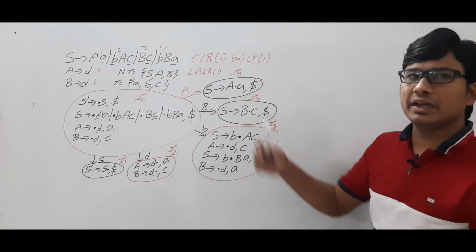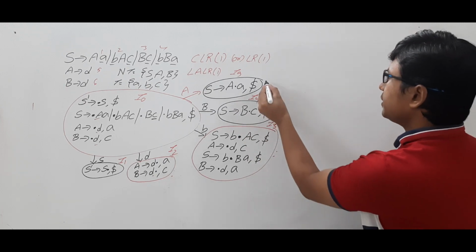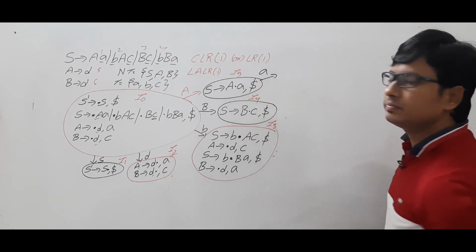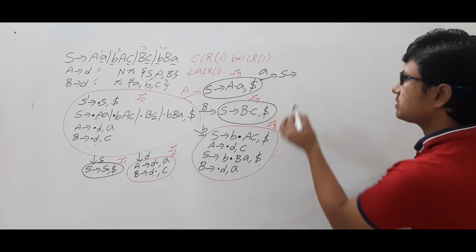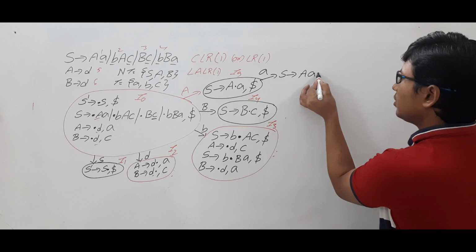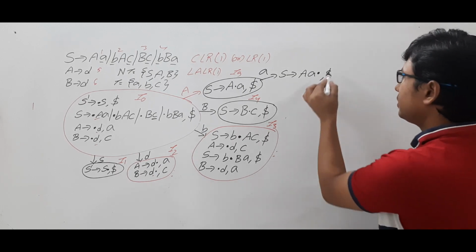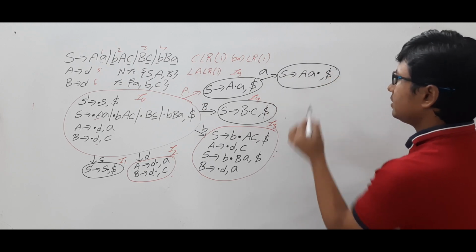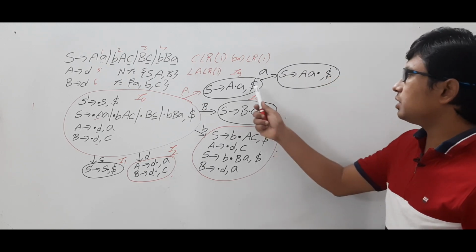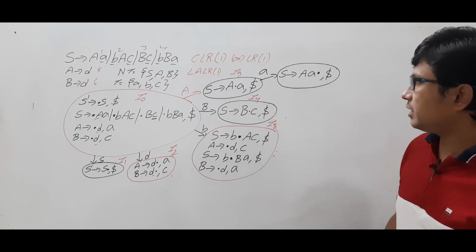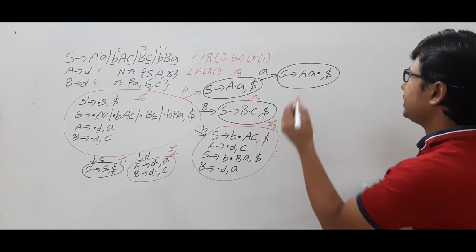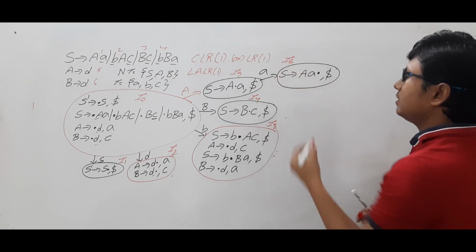Now come to this I5. I5 on small a, let me compute the go to. It will be S determines A dot dollar. I hope the dot is visible for you. Okay. Is it clear? As I am computing the go to, the look ahead will not change. This is a reduction move. Am I right? So further I no need to do anything. Let me write it as I6. Okay.